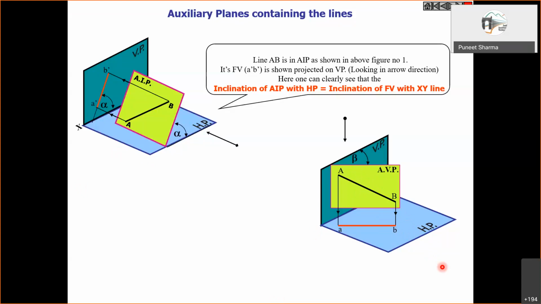Now, angle-wise, small b is representing the projection of the line capital A capital B. And this AVP when extended will meet with the HP and give an intersection line which will be coincident with this small b for this case, right? So the angle of this top view small b with the XY line will be the same as the angle of this auxiliary vertical plane with the vertical plane. Okay, so this is what we have.